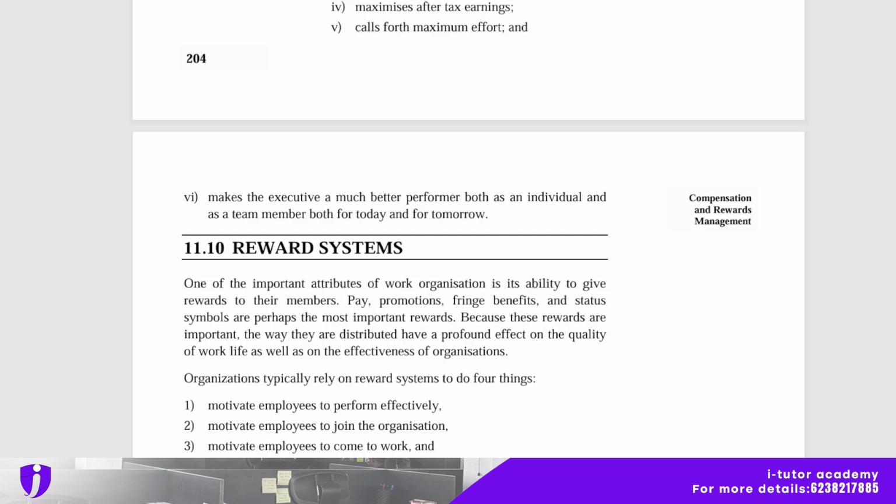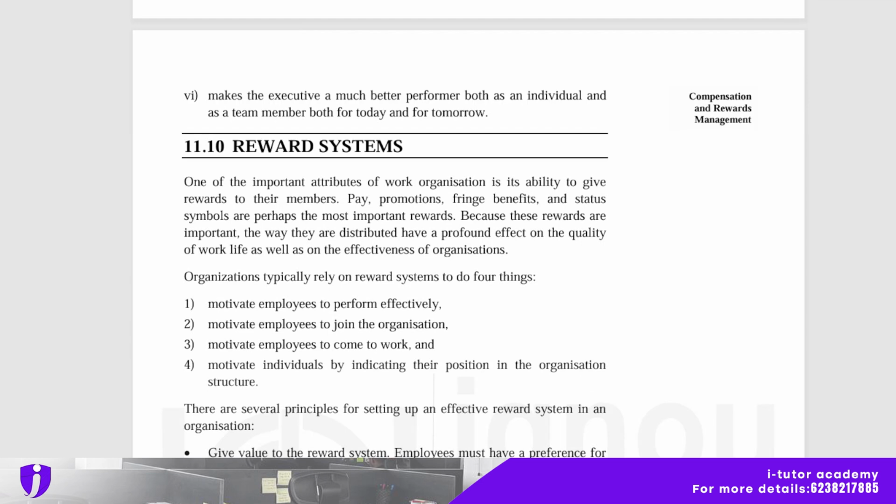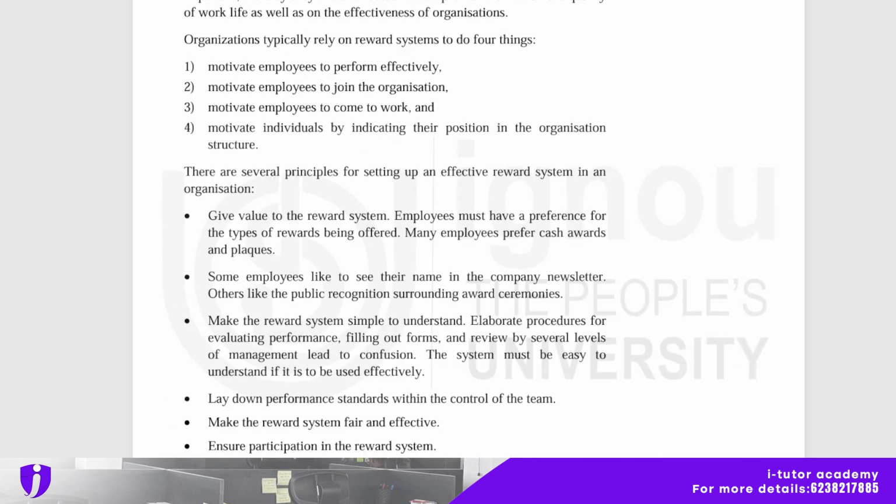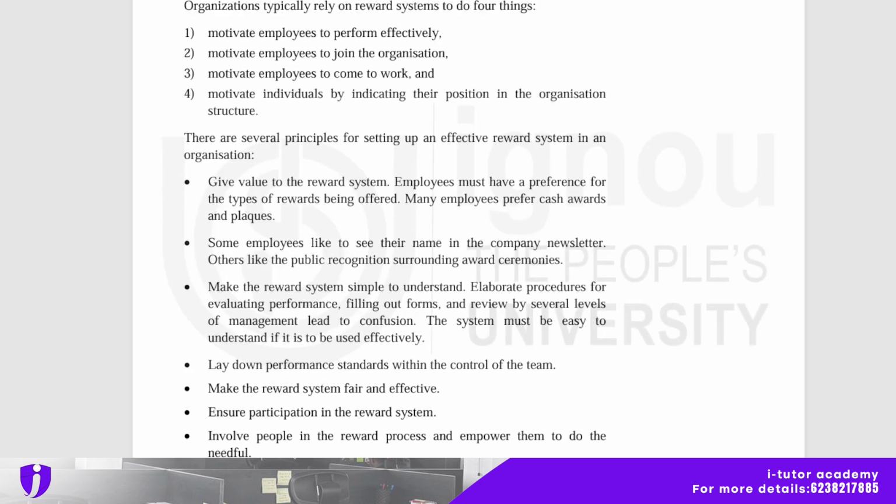effectiveness of the organization. Organizations typically rely on reward systems to do four things: motivate employees to perform effectively, motivate employees to join the organization, motivate employees to come to work, and motivate individuals by indicating their position in the organization structure. There are several principles for setting up an effective reward system in an organization.